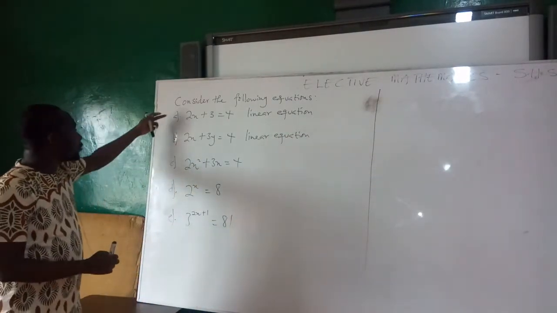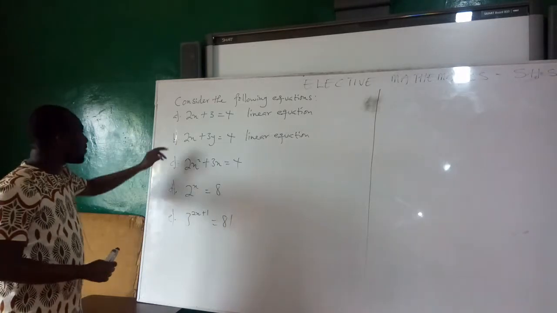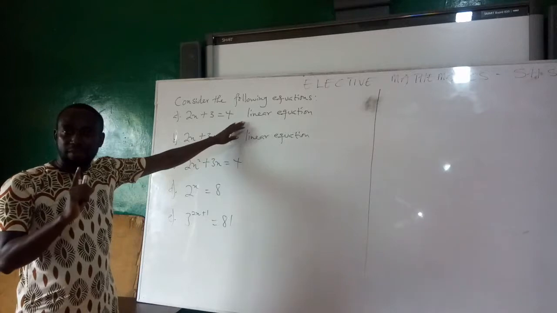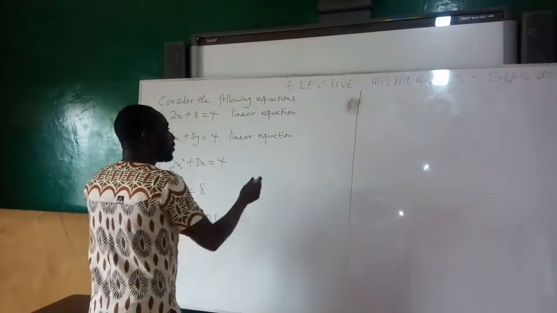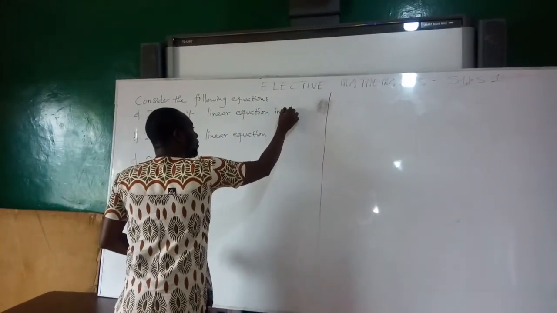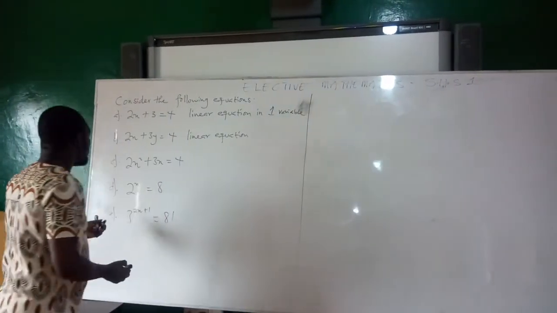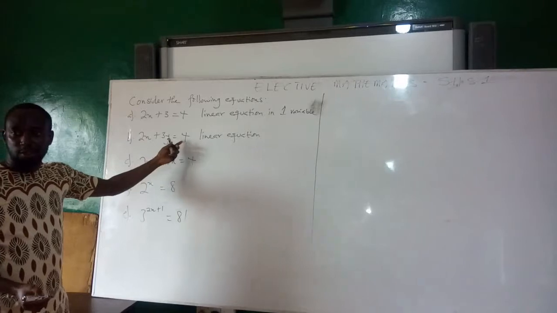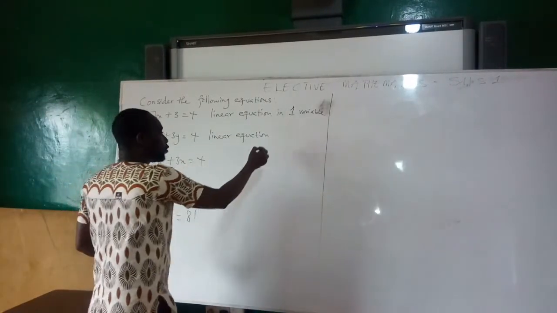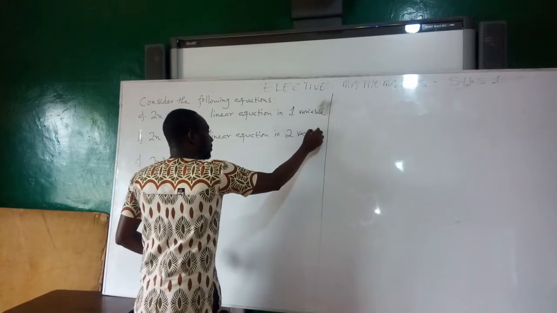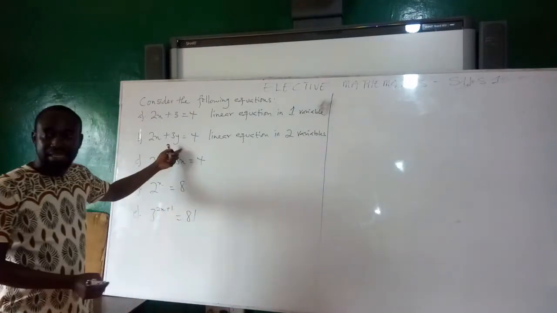Okay, now let's go back to the A. For the A, we have just one variable, so there is a linear equation in one variable. So we call this a linear equation in one variable. But then here we have two variables, so there is also a linear equation in two variables. So the variables are x and y.